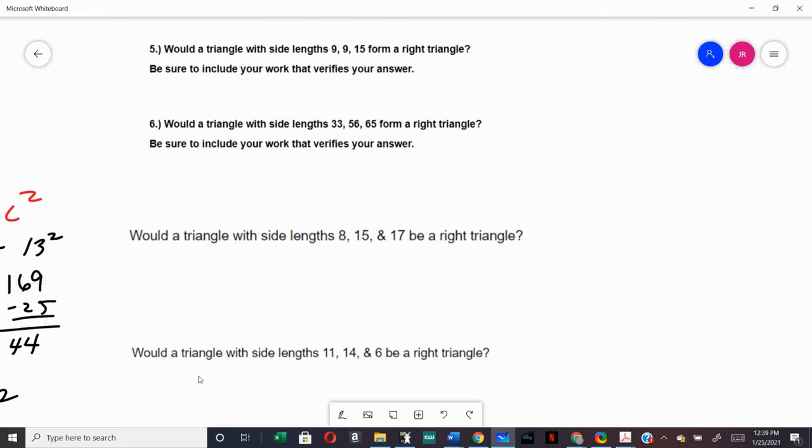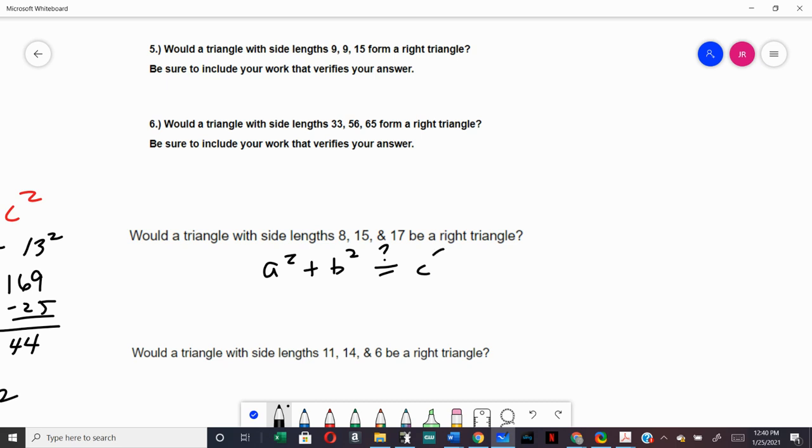All right, so 5 and 6. Would these make a right triangle is the question. So what do you do here? You're just going to apply the Pythagorean theorem, a squared plus b squared. Instead of an equal sign, we're just putting a question mark there. If they equal, then it is a Pythagorean triple. That makes it a right triangle.